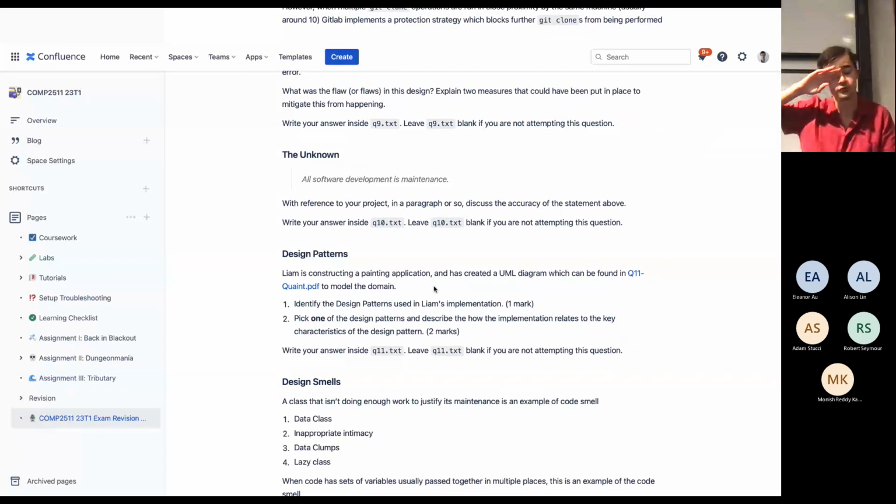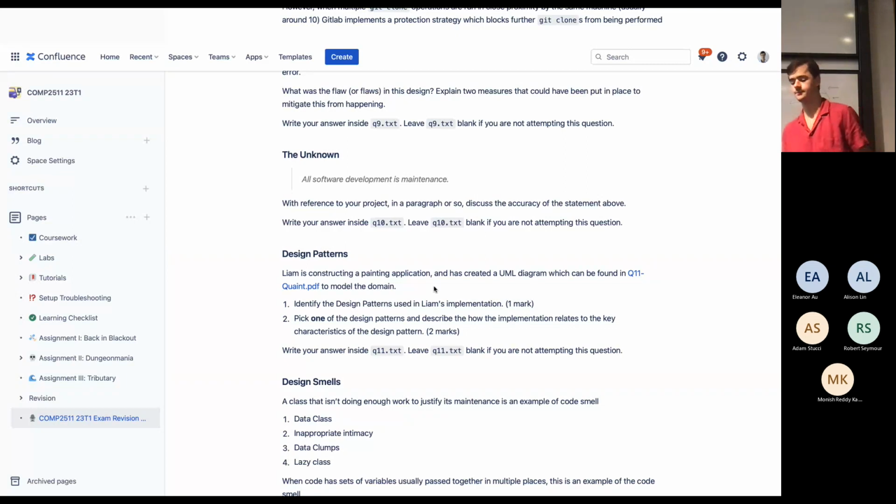This one: all software development is maintenance. With reference to your project in a paragraph, also discuss the accuracy of the statement above. I remember this question was so popular because people went on their HSE English high horse and started writing essays. Please don't do that. There are plenty of good responses, but this was interesting because it's one of those statements that's very easy to take literally, and people who took it literally was fine as well.